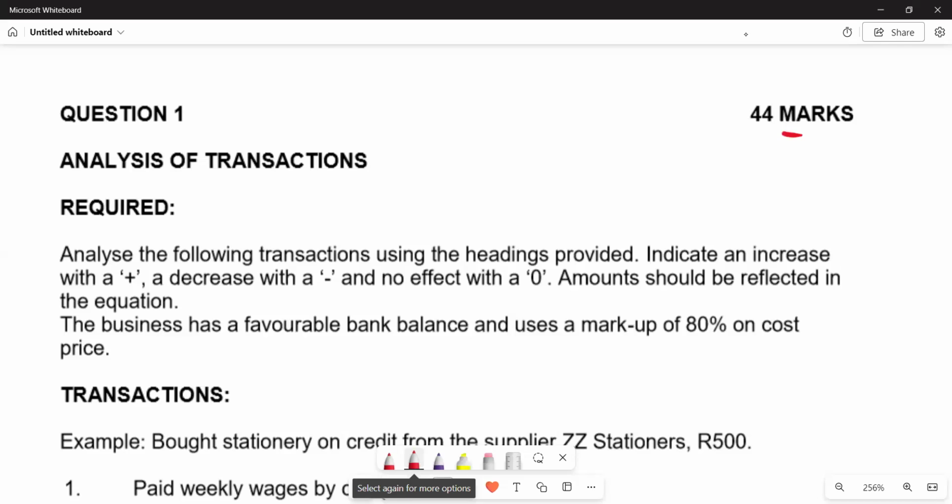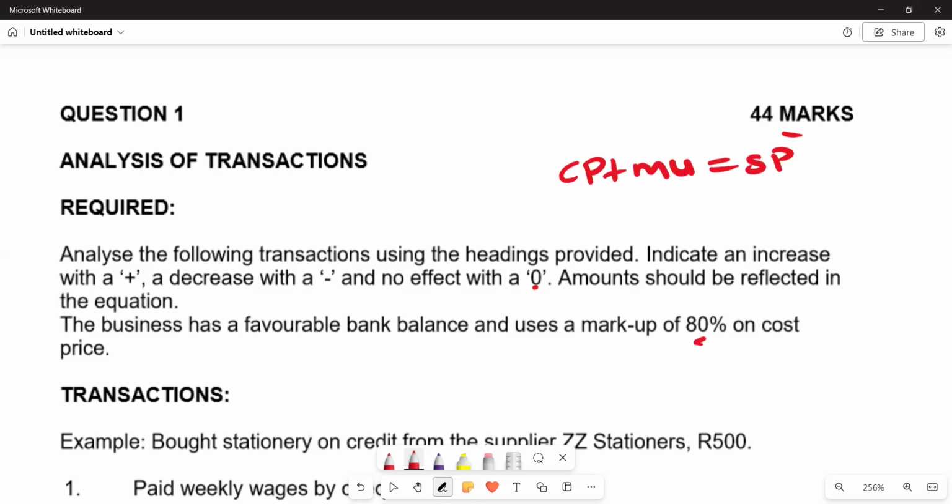The question reads: analyze the following transactions using the headings provided. Indicate an increase with a plus, a decrease with a minus, and no effect with a zero. Very important: when there's no effect, you're supposed to put a zero. Amounts should be reflected in the equation. The business has a favorable bank balance and uses a markup of 80% on cost price. Also, very important to take note of this markup because we know that cost price plus markup gives you your selling price.